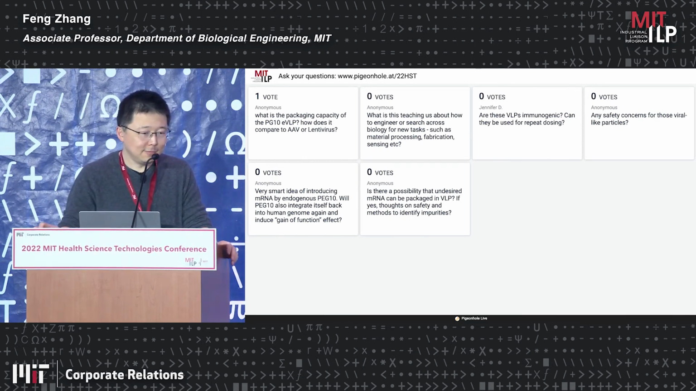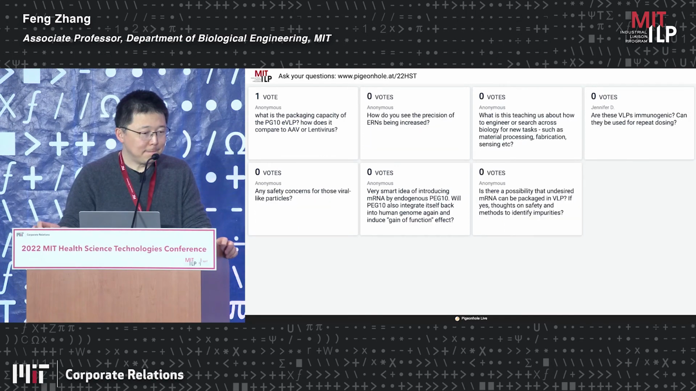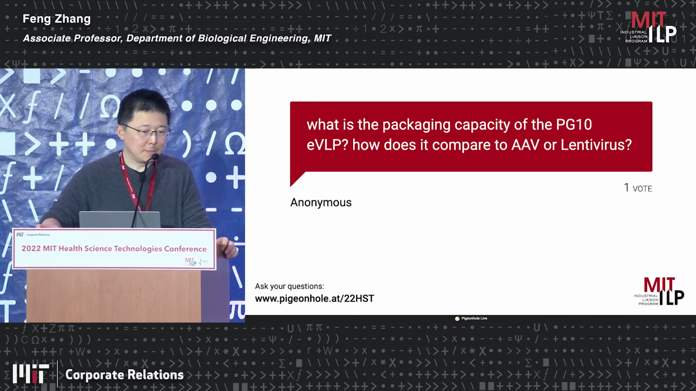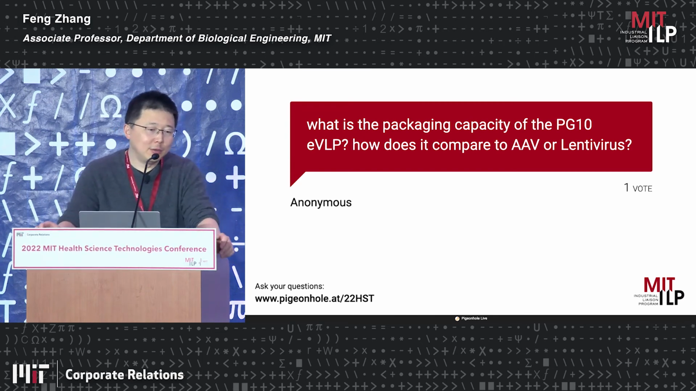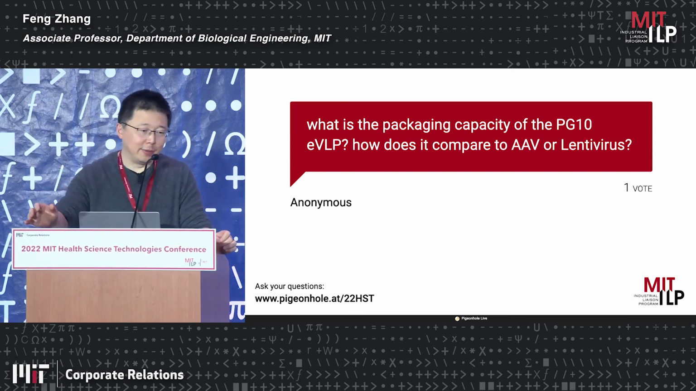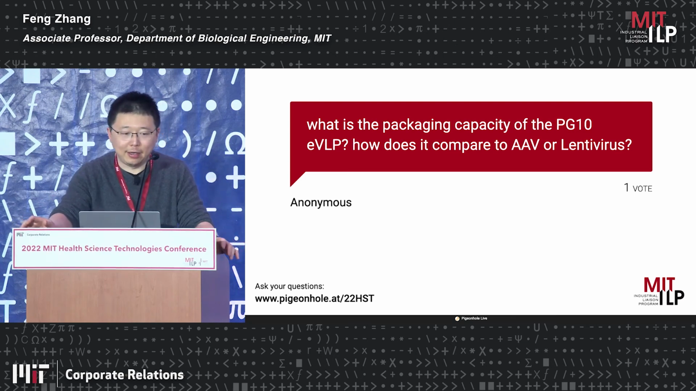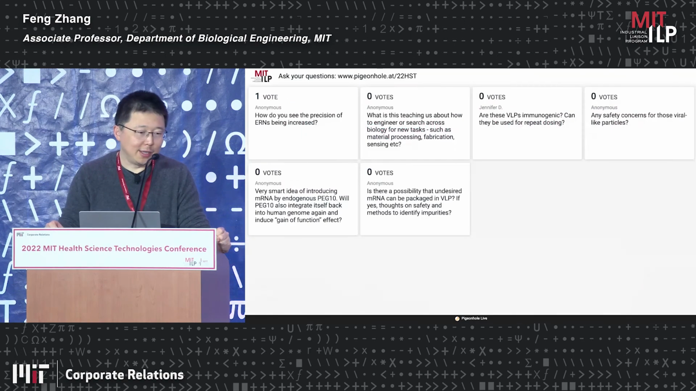So another question on packaging. What is the packaging capacity of PG10 EVLP? How does it compare to AAV or lentivirus? Right. So the packaging capacity is similar to a lentivirus. So it's somewhere between 8 to 10 kilobases of RNA that you can package in. That's larger than AAV. AAV is around 5 kilobases of single-stranded DNA. So that's the difference.